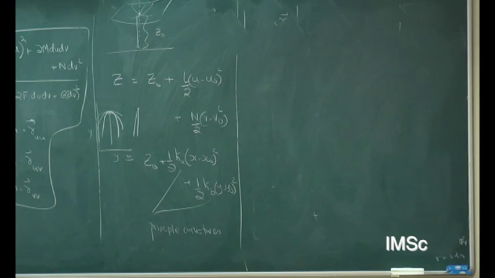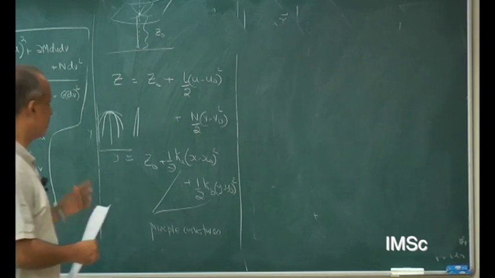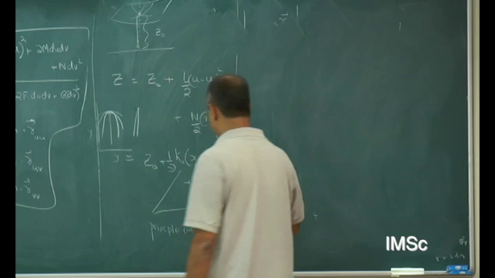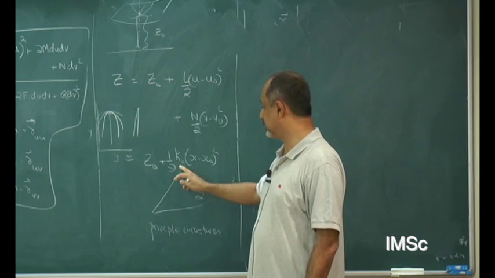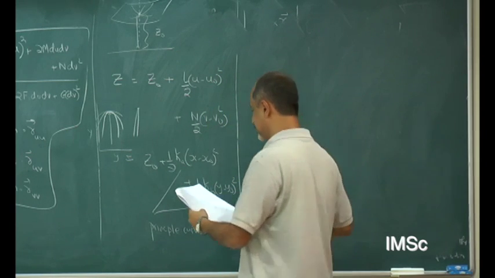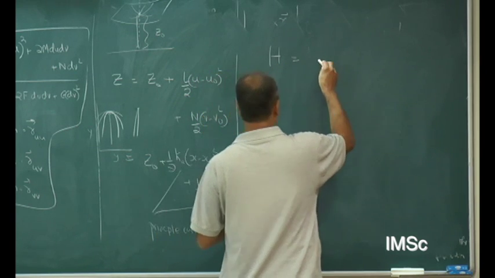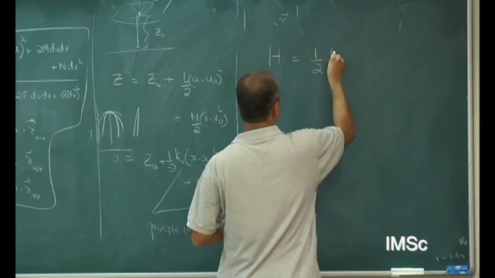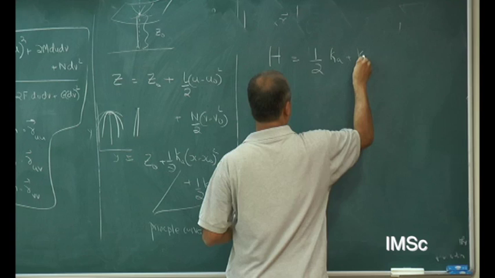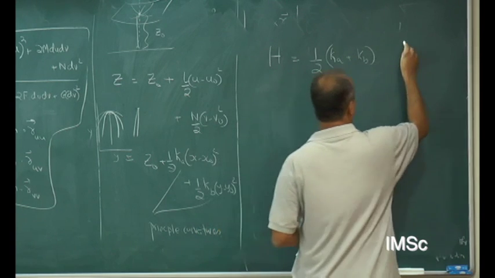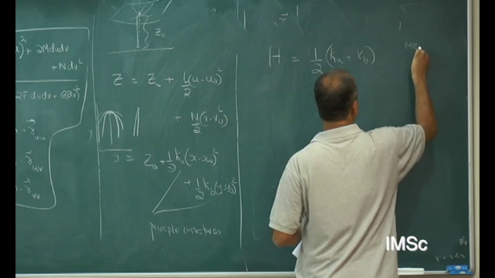That isn't all, because there are a few more definitions here. First of all, it turns out to be a little inconvenient to work in terms of Ka and Kb themselves. What is often done is to work in terms of a quantity called H, which is 1/2 (Ka plus Kb). This quantity is called the mean curvature.